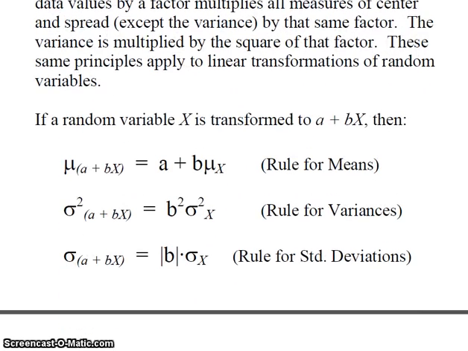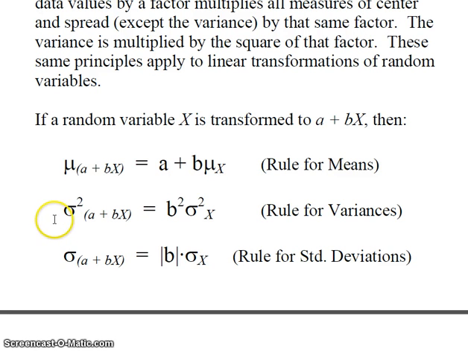If you apply a linear transformation to a random variable x, a plus bx, so we're changing x to a plus bx by multiplying x by something and then adding something else onto it, the mean of the transformed variable is equal to a, the constant that you're adding, plus b, the constant that you're multiplying by, times the original mean. That's the rule that applies for means.